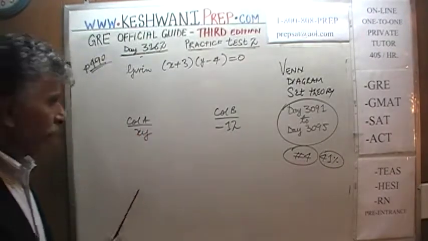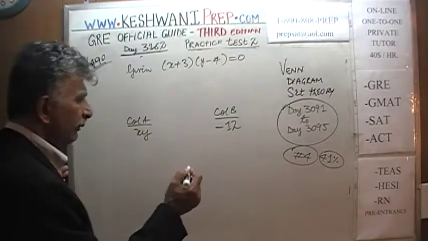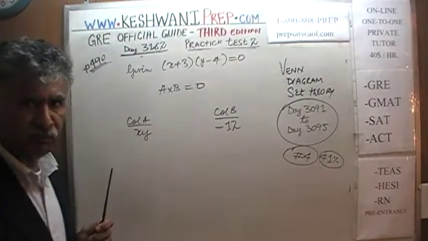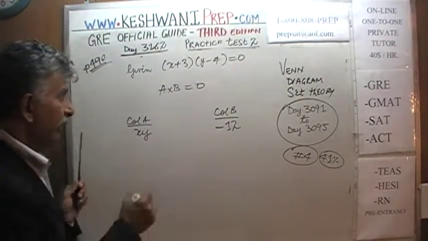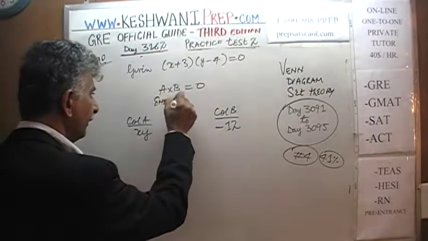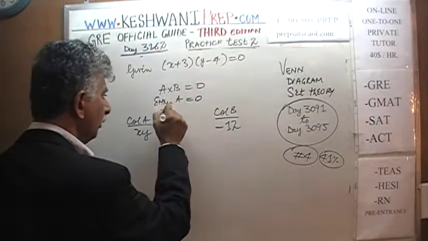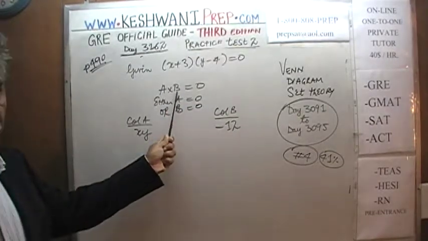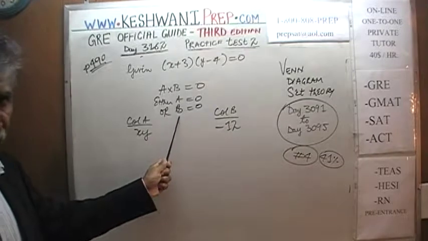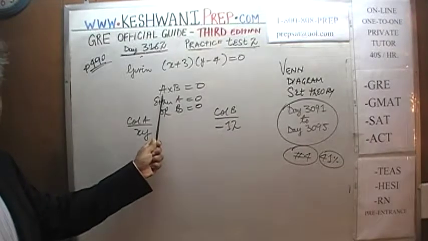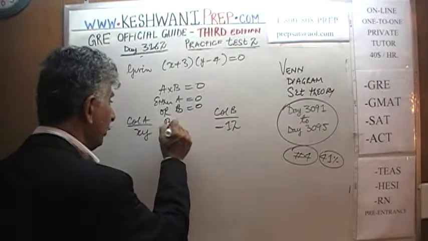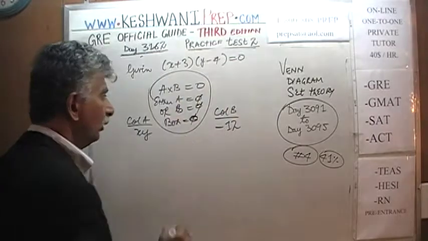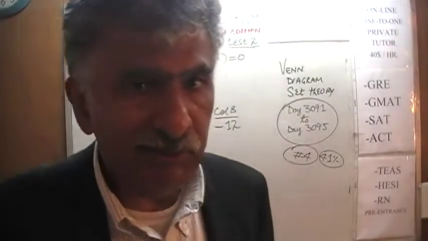Well, before we get going, let's talk about something simpler. When we are told that A times B equals 0, what does it tell us? Well, it tells us that there are two possible scenarios. Either A is equal to 0 or B is equal to 0. Because if A is equal to 0, it doesn't matter what B is. Any number times 0 is 0. Similarly, when B is equal to 0, it doesn't matter what A is. And of course, there is a third scenario, which is they are both equal to 0. So there are 3 possible scenarios when we are told that the product of 2 quantities is equal to 0.